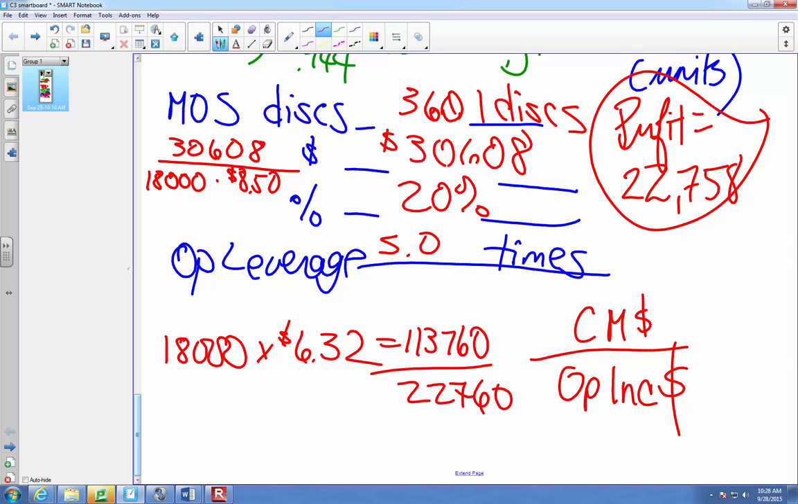My operating leverage is 5 times. For every $1 shift in sales, what happens to my bottom line? It's impacted by a magnitude of 5 times. And you can run this and prove it to yourself. I don't want to take time right now. Okay.